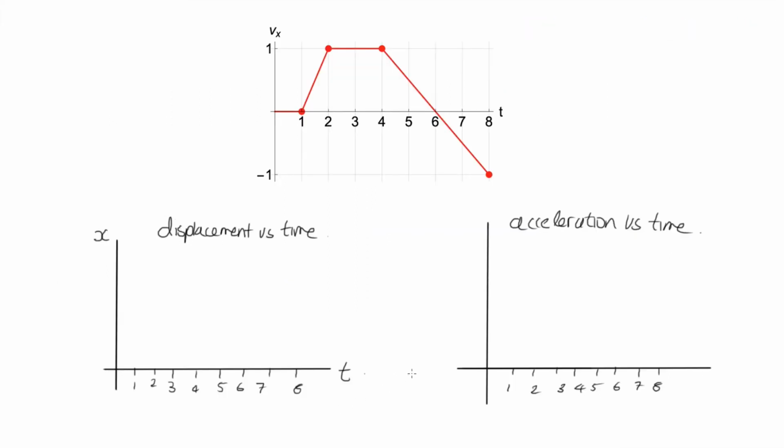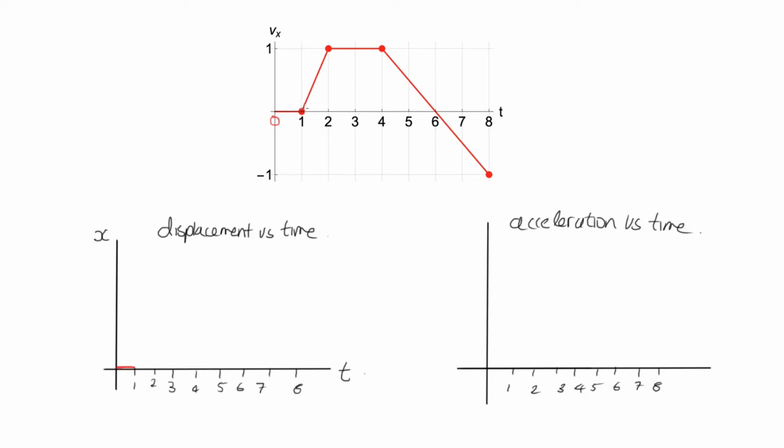Now the next thing we're asked to do is for this same graph that we were just considering to draw a displacement versus time graph and an acceleration versus time graph. So let's work on this. Okay, so between 0 and 1 second, the object is not moving. So the displacement is 0, it remains at 0.